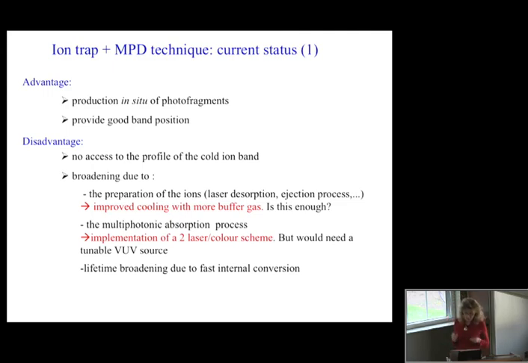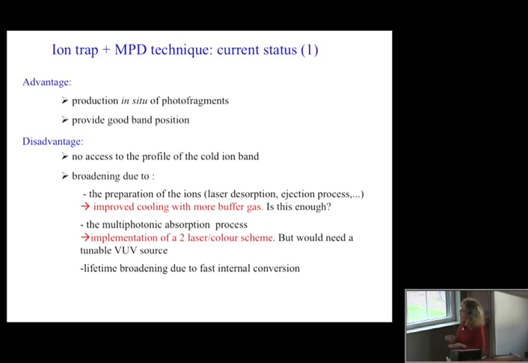Well, our laser resolution is not fantastic. It's maybe 0.5 nanometer, but still it's really good. It really gives a good indication of the band position. The disadvantage is that it's really hard to get the profile of the cold ion band, but still we can see that they are broad intrinsically.